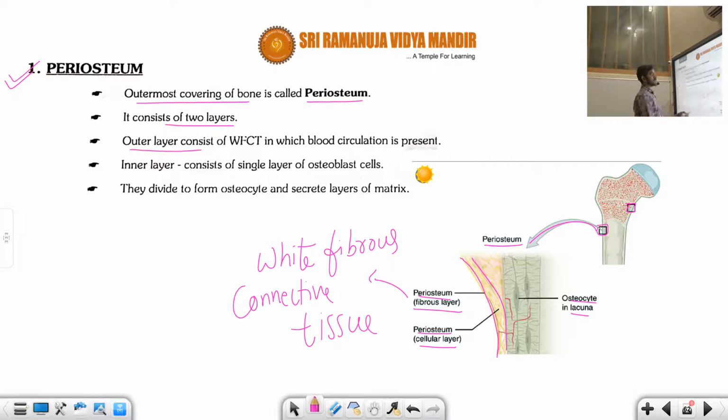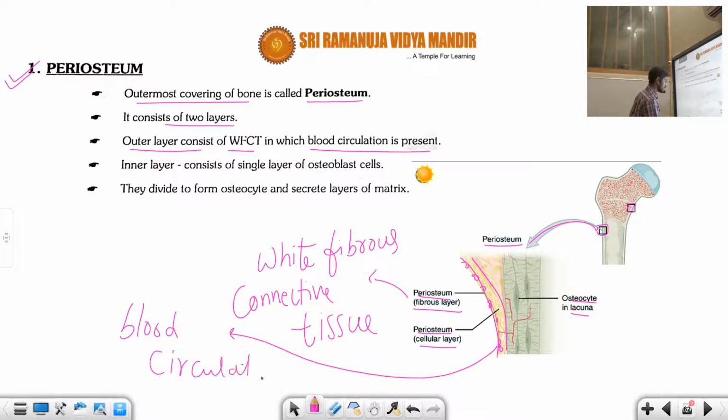The outer layer consists of white fibrous connective tissue in which blood circulation is present. That means, what do you understand, student? Here only the blood circulation will be present. This is the outer layer, right? So what about the inner layer, student?